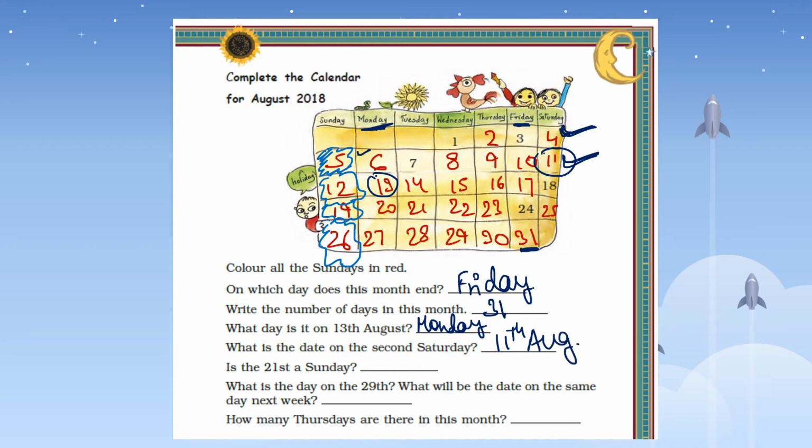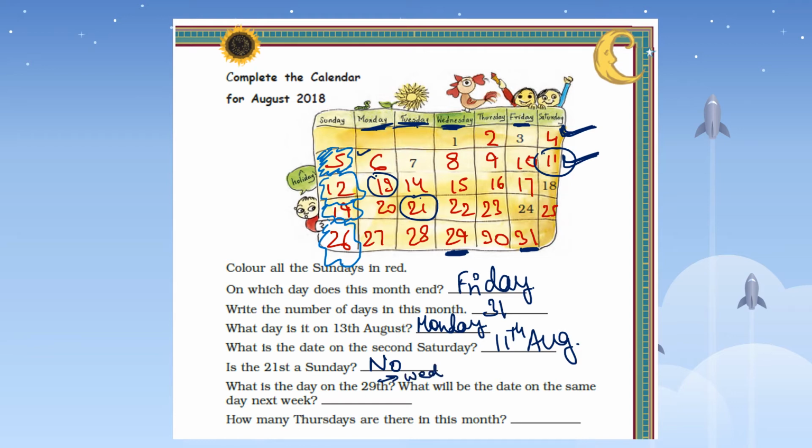Is the 21st a Sunday? 21st is here. No, 21st is not a Sunday, it is Tuesday, right? What is the day on the 29th? Day is Wednesday here. The answer to this is Wednesday.